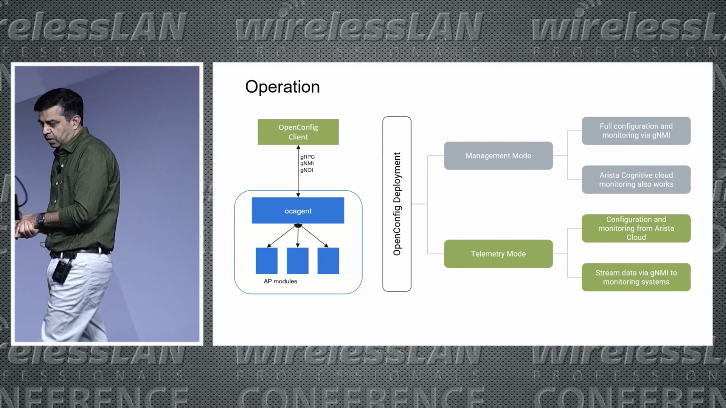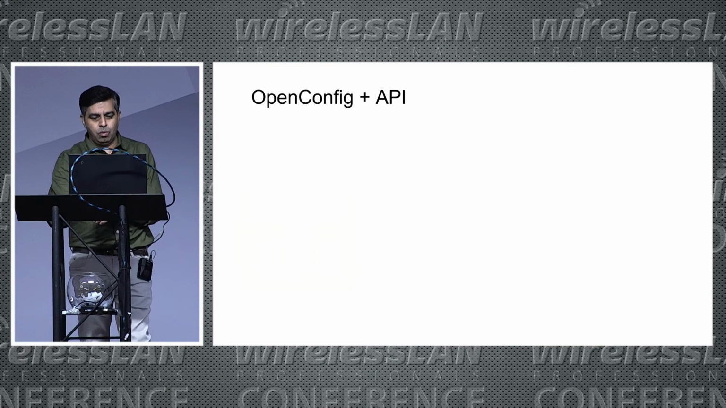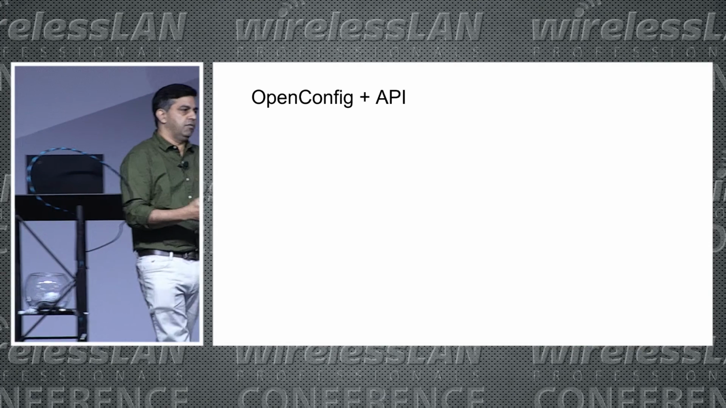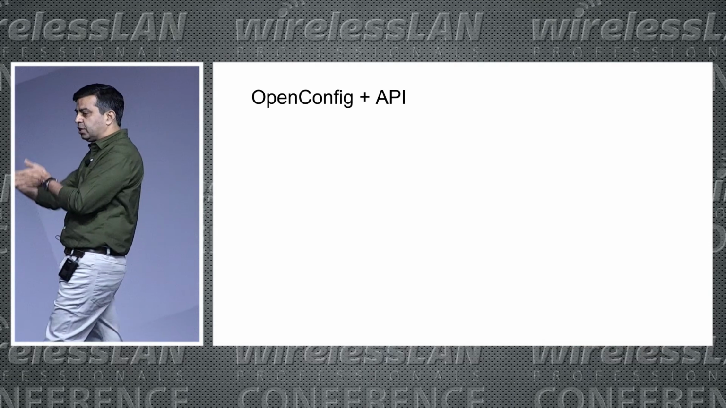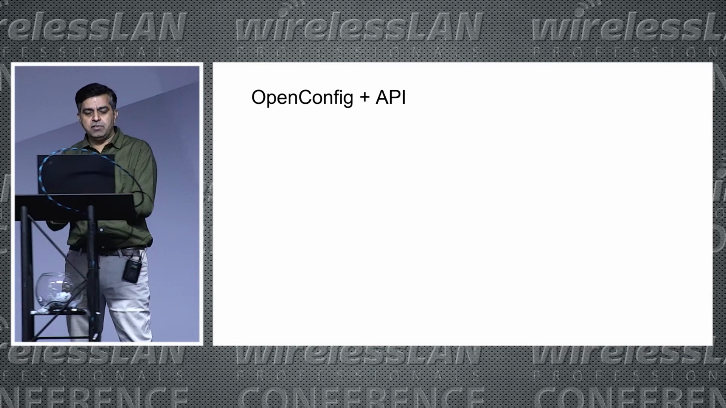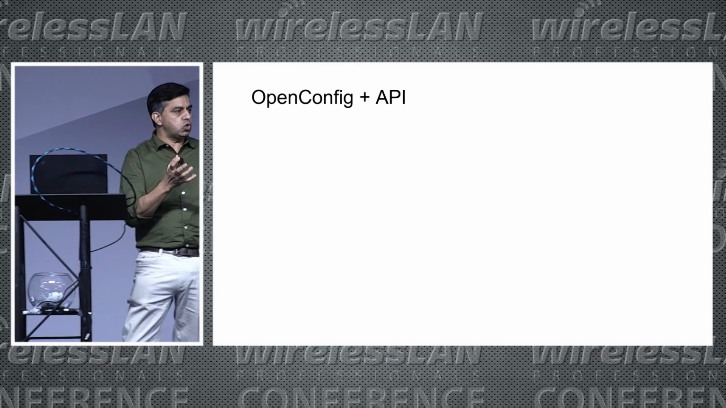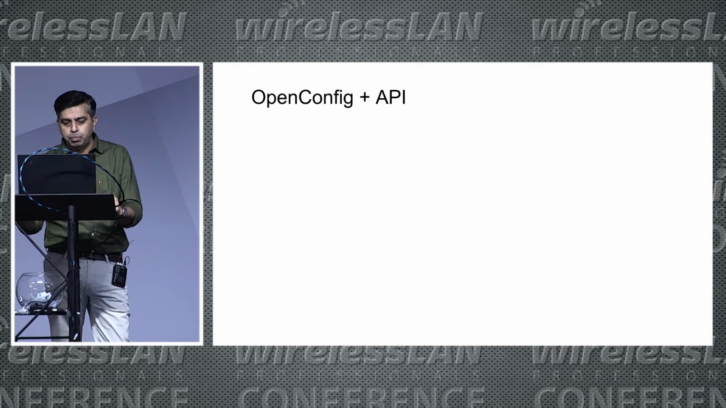So the question is, why do we need to choose one? We have APIs which can do a lot of things. You have OpenConfig which can do a lot of other things also. Our belief is that you should be able to use both of these tools or interfaces to build smarter systems.